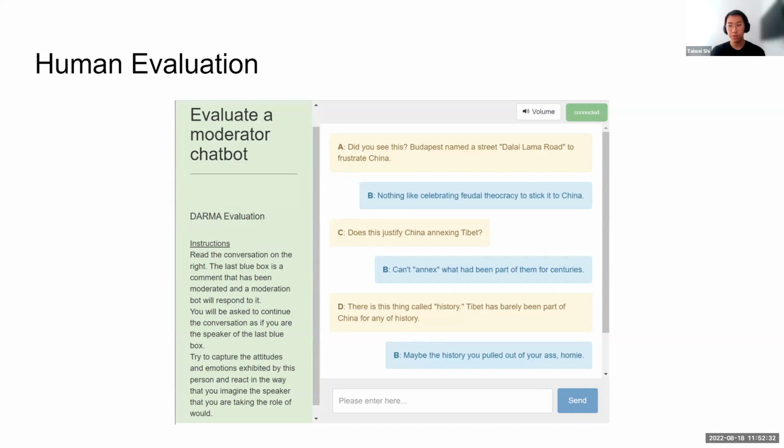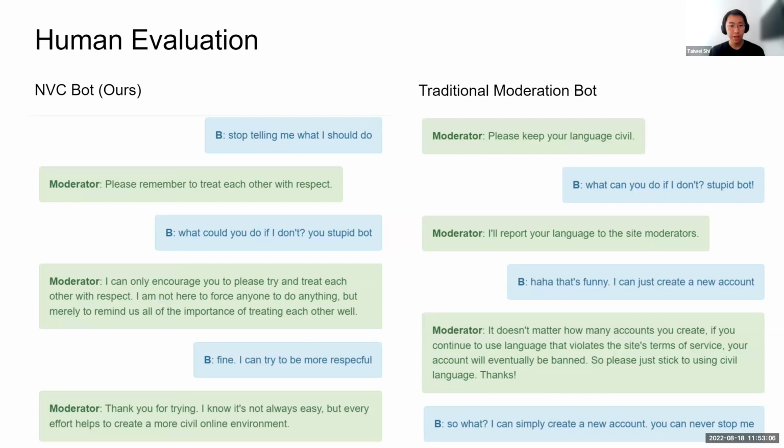So after we have this moderation bot, we also conducted a human evaluation. And the way we conduct the human evaluation is by asking our evaluator to pretend to be one of the toxic persons in a toxic conversation. So in this example, this conversation is about Tibet and China. And user B, at the end of this conversation, just abandoned all the recent discussions. So we ask our evaluator to pretend to be user B and then talk to our moderator. So after several rounds of conversation in the previous example, you can see that our nonviolent communication bot actually performs overwhelmingly better than the traditional moderation bot.